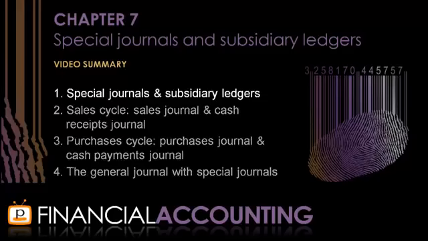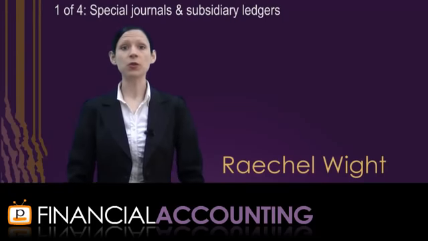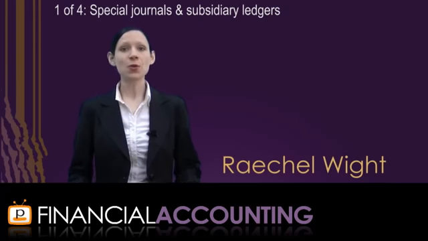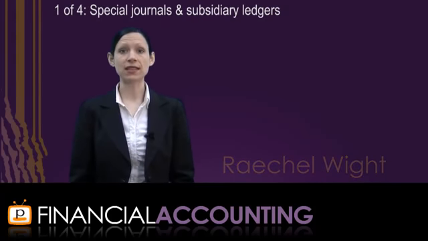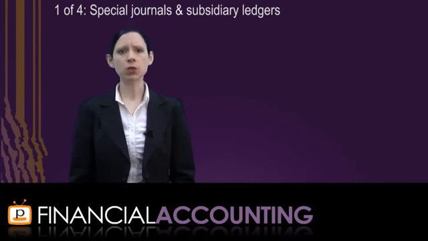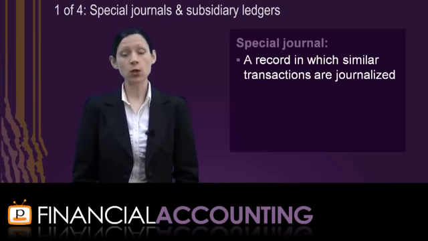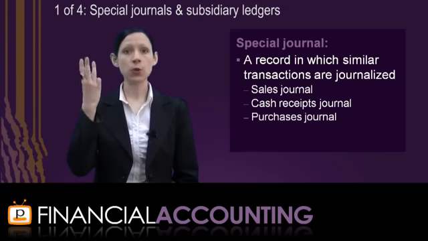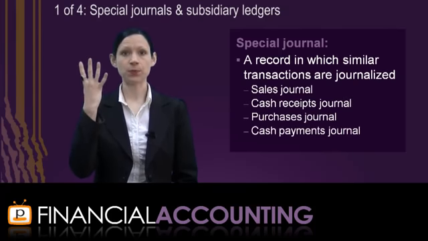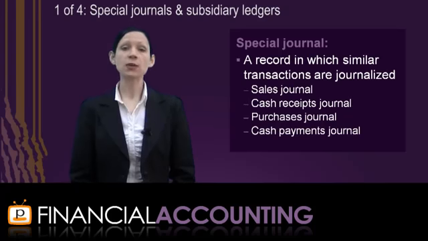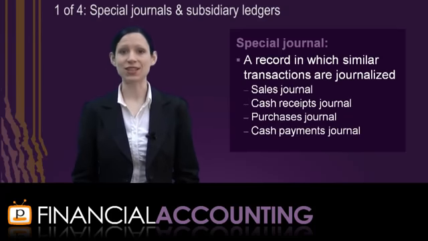Let's begin by finding out what exactly are special journals and subsidiary ledgers. Up to now, we've used the general journal and general ledger to record transactions. However, when businesses engage in a large number of similar transactions, it may be more efficient to record these transactions in a journal dedicated to this task. These journals are known as special journals. Today, we'll cover 4 main types of special journals: the sales journal, cash receipts journal, purchases journal, and the cash payments journal. As well as special journals, a business may also keep control accounts and subsidiary ledgers.